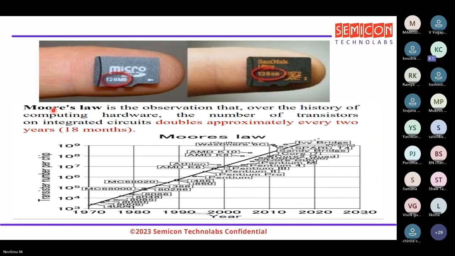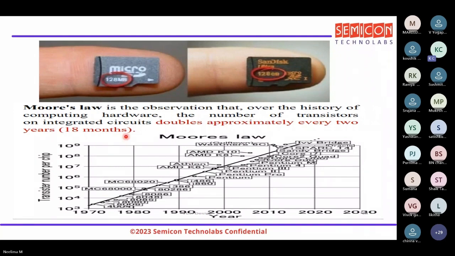So what does Moore's law say? Moore's law is an observation that over the history of computing hardware, the number of transistors on integrated circuits doubles approximately every year, almost 18 months. What does it mean? For every 18 months, the number of transistors present in the integrated circuit will keep doubling. And how can it be doubled? By reducing the size of the transistor. That's how we can double the number of transistors present in an integrated circuit.